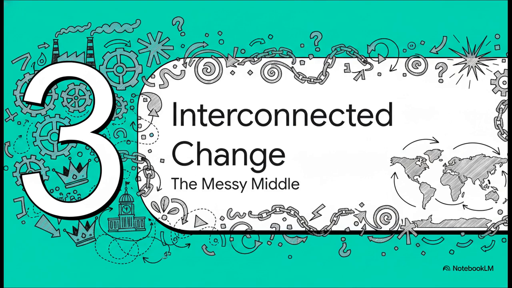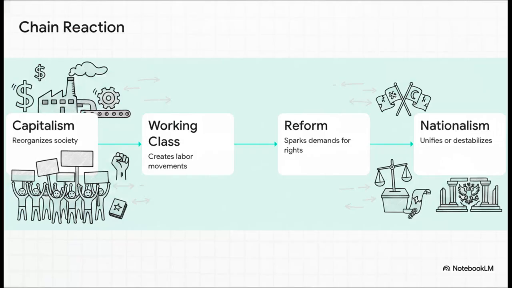Let's look at Section 3, progress, price, and interconnection, the messy middle. Now, the absolute biggest mistake we could make as students of history is treating these two massive forces, the political and the economic, like they were operating in entirely different universes. They weren't. It was a total chain reaction.